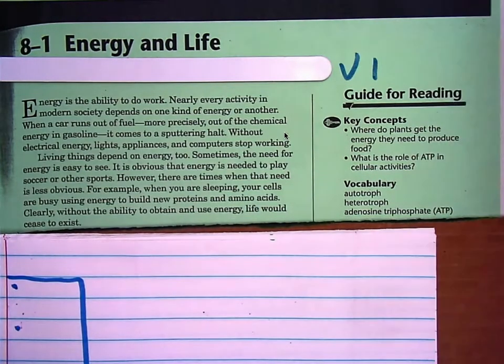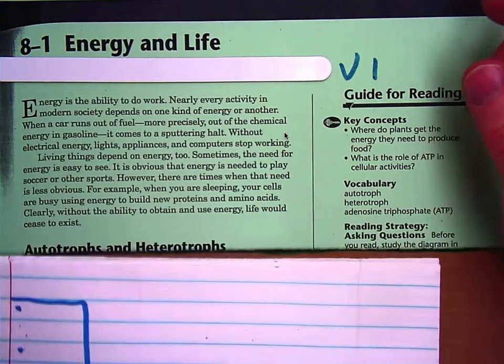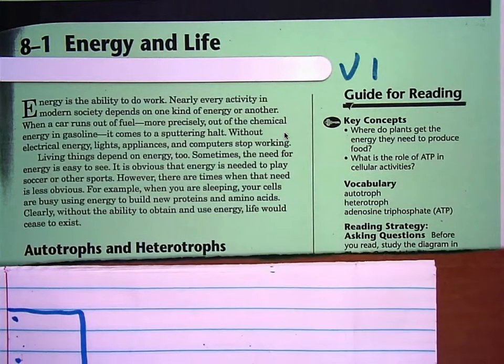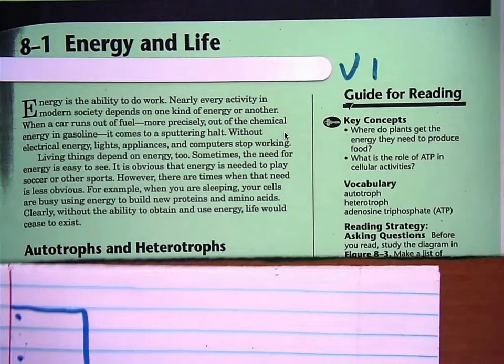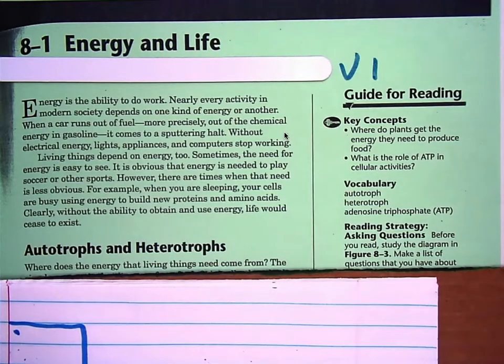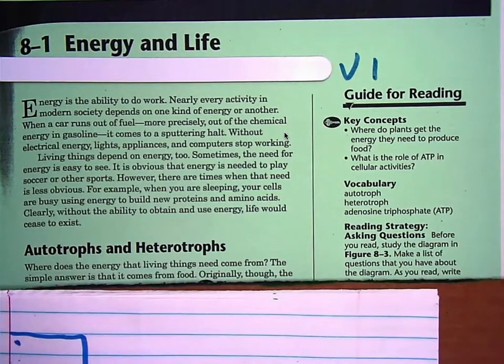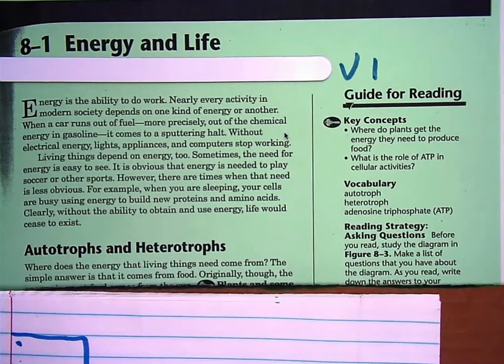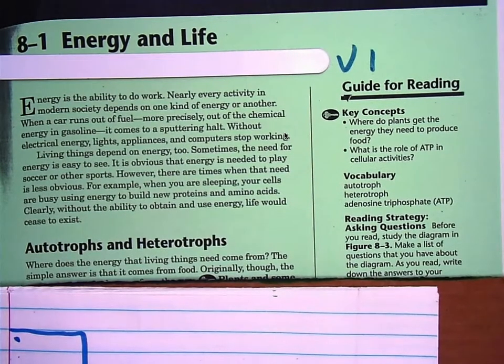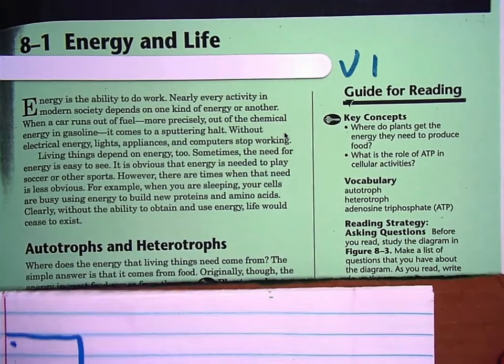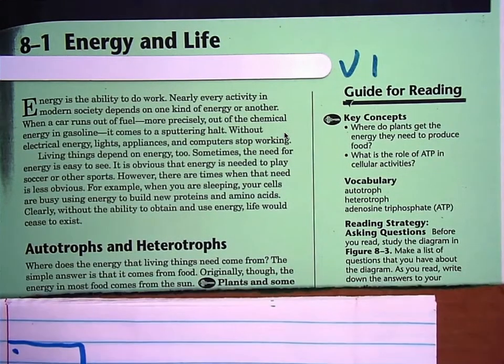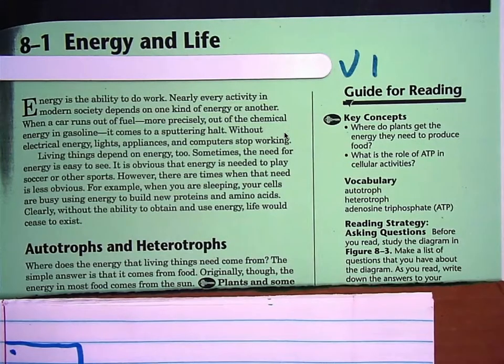Okay, so this is setting us up for our chapter. Basically, energy is the ability to do work. Everything you do requires energy. Autotrophs and heterotrophs. Here are 2 vocabulary words. Okay, where does the energy that living things need come from? The simple answer is that it comes from our food. Originally, though, the energy in most food comes from the sun.